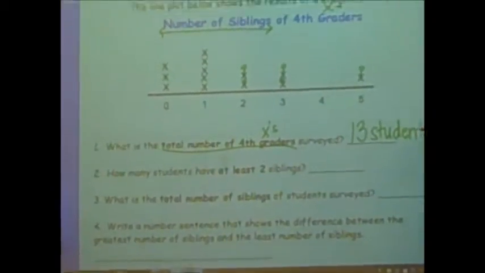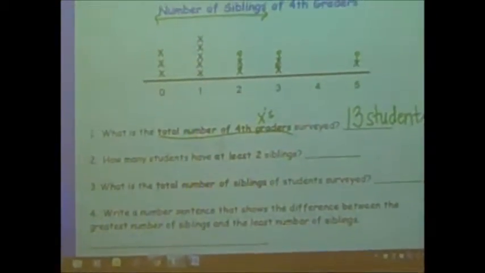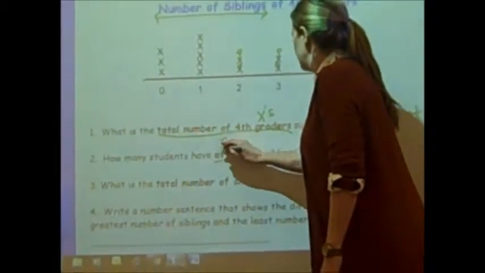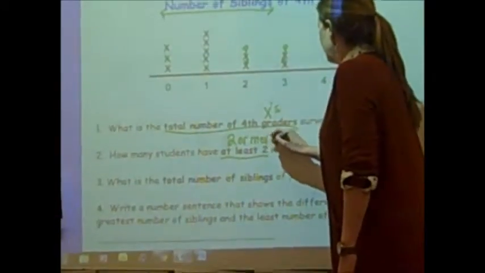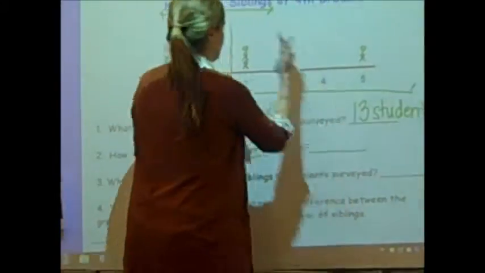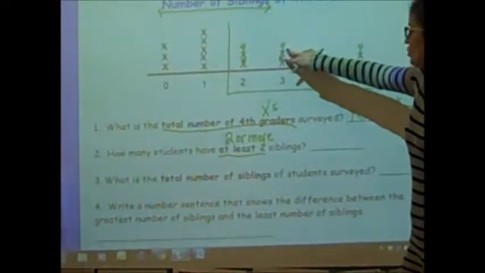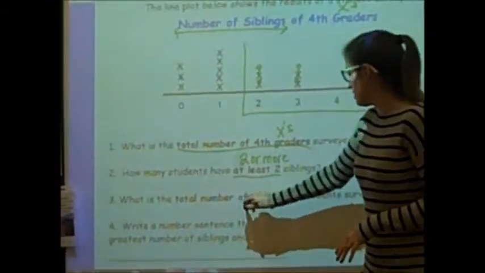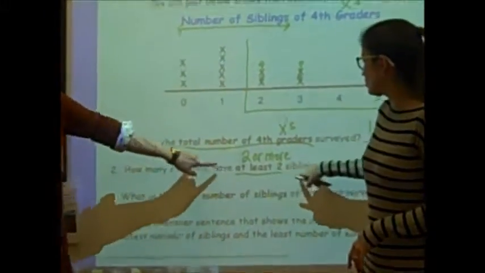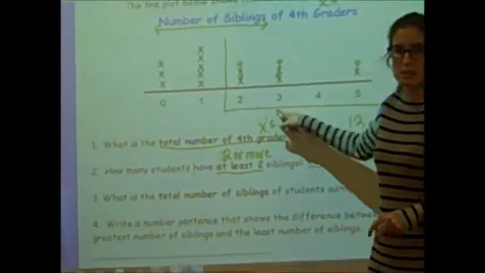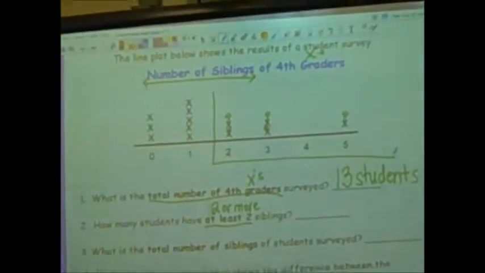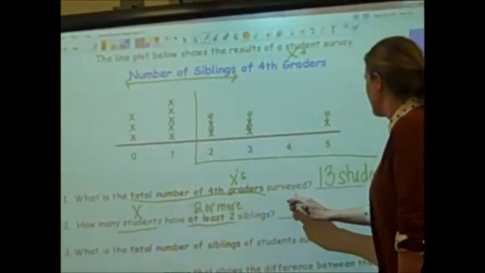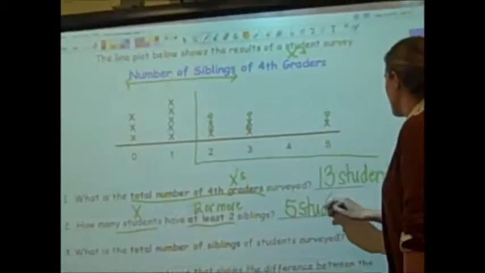Who remembers what to do for at least 2 siblings? Box it in, 2 or more. For questions like this, I've seen students look and say, go backwards. Well, they say, oh, here's 2 and here's 2, so 2 and 3. They're not making the connection that at least 2 siblings, and remembering that the bottom is the siblings. And again, it's asking you for X's, so you've got a total of 5 students who have 2 or more.